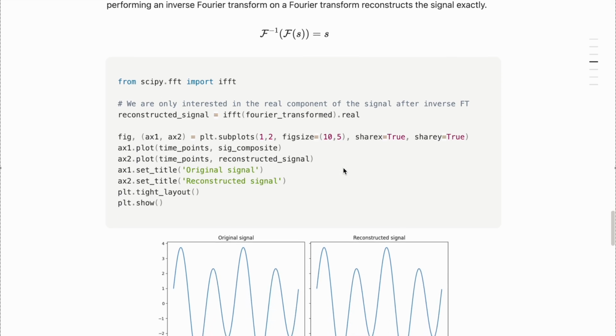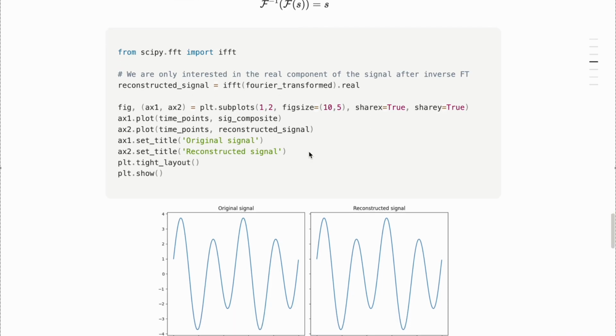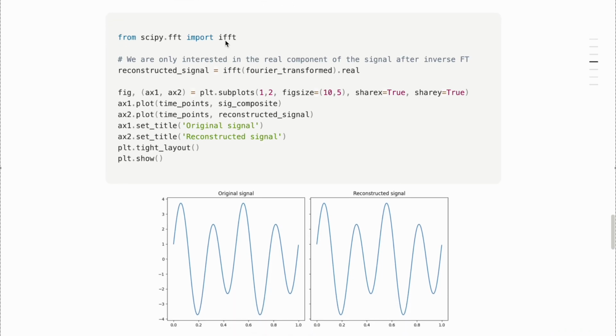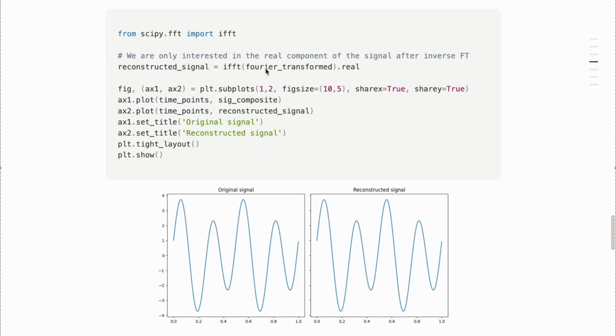So how do we take the inverse Fourier transform? Well, we're going to use SciPy's inverse fast Fourier transform. Again, we'll talk about what fast means later. And it's very simple. We have our transformed signal from the previous code, which is an array of complex numbers, and we take the inverse of that.